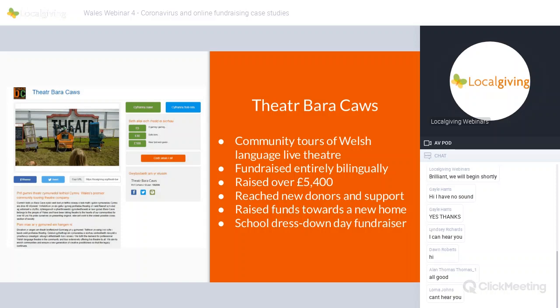And as you'll be able to see in previous webinars, it is possible to change parts of your donation page to Welsh on Local Giving. Very briefly, there's a Welsh flag at the bottom of your donation page, and if you click that, it changes all of Local Giving's bits, such as our donate buttons, into Welsh, so that someone can go through the entire donation process in Welsh. So this organisation fully took advantage of that. The whole page is really accessible then to people who are first language Welsh, and they've raised well over £5,000. The majority of that was an appeal to help them have their first home.